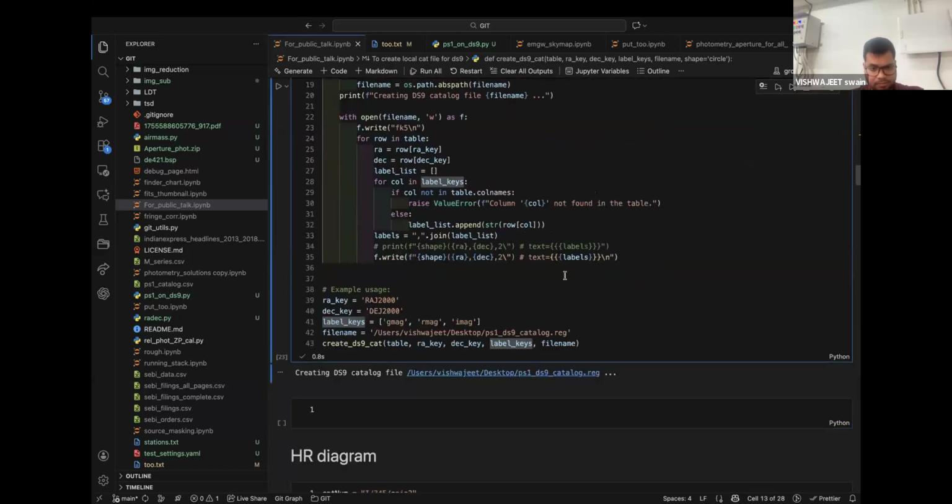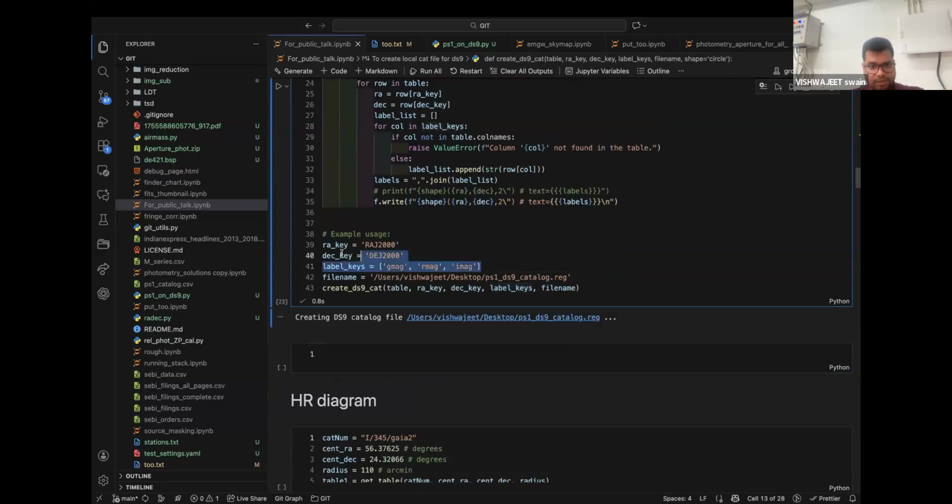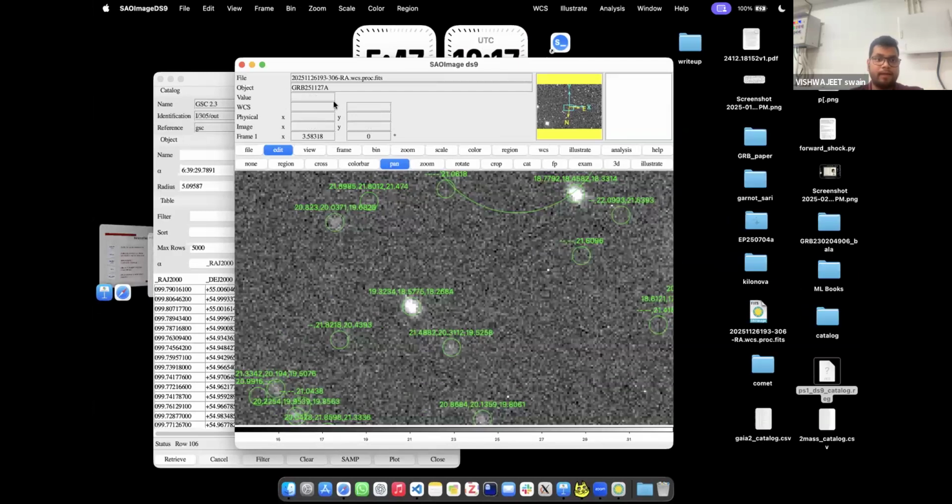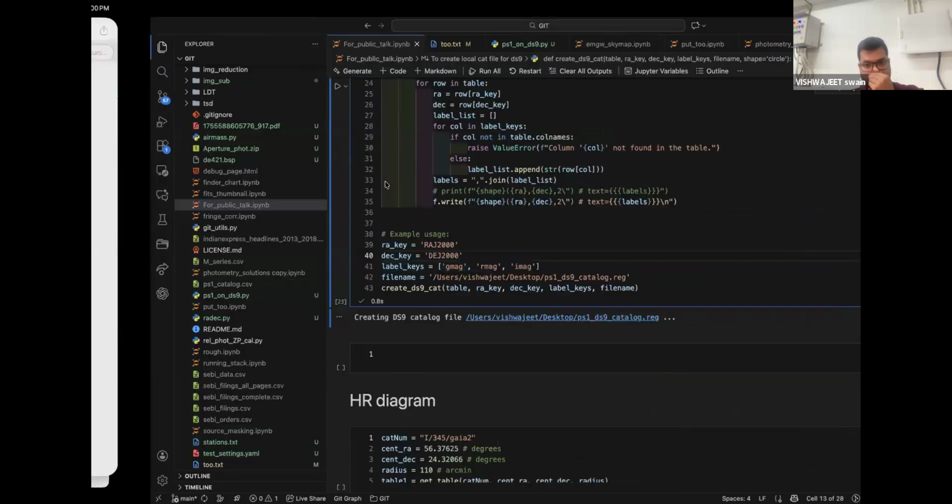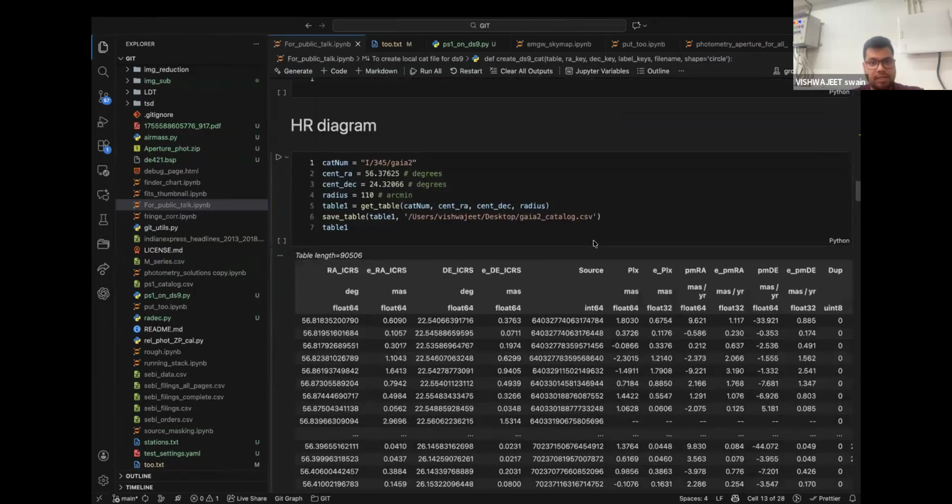And then we did here, for example, in Panstar the array column name is array J2000, and similarly depth, and then we want to see the GRI magnitude, and it is displayed here. Okay, so this is the example for DS9, and let's move to the HR diagram.